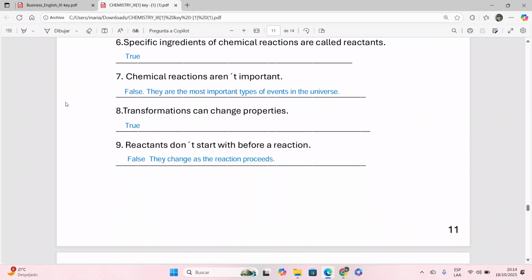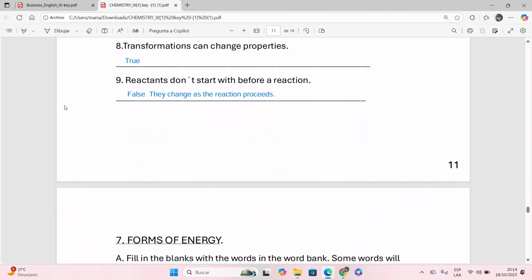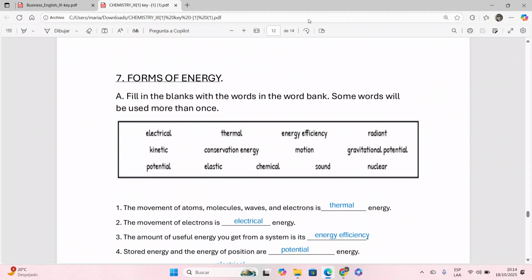6. Specific ingredients of chemical reactions are called reactants. True. 7. Chemical reactions aren't important. False, they are the most important types of events in the universe. 8. Transformations can change property. True. 9. Reactions don't start before a reaction. False, they change as the reaction proceeds.